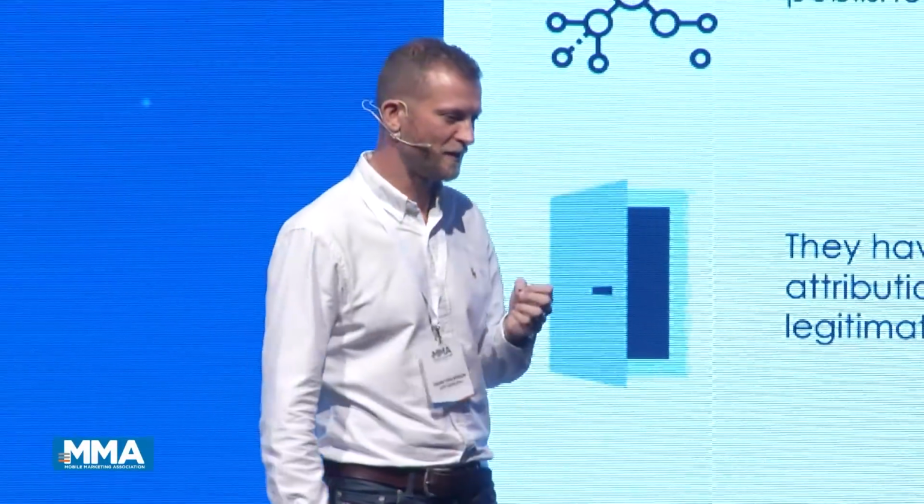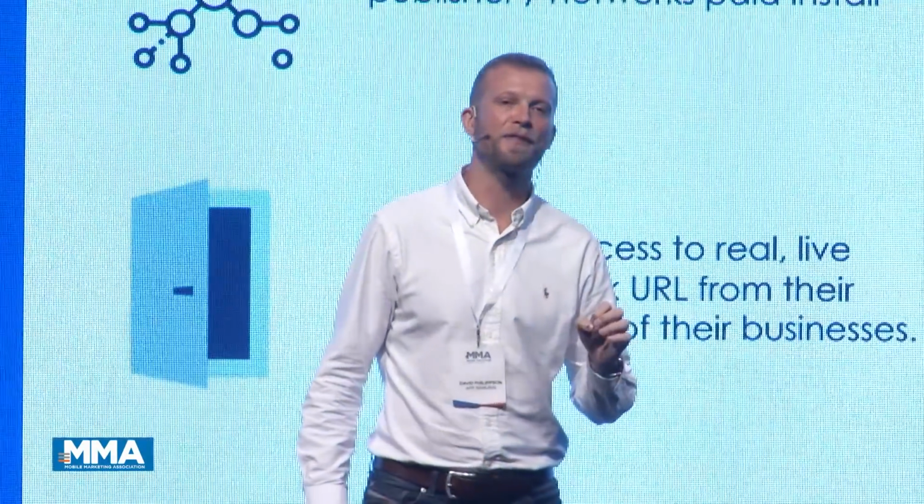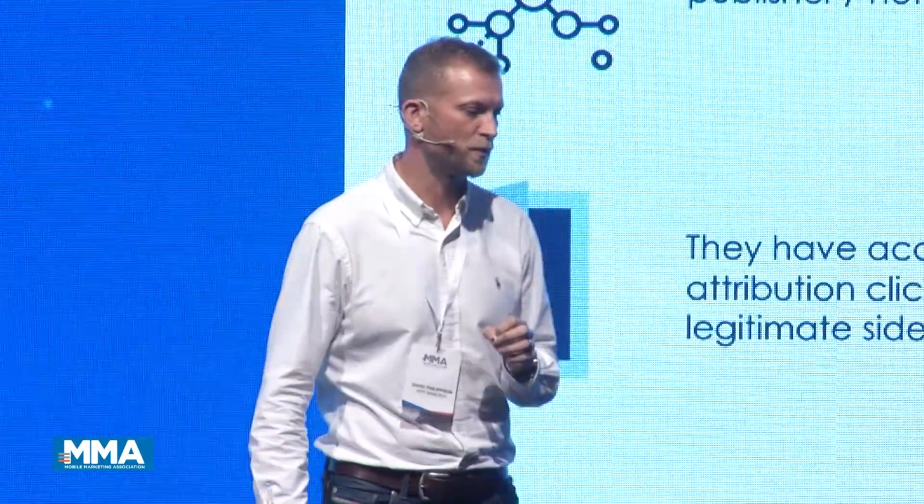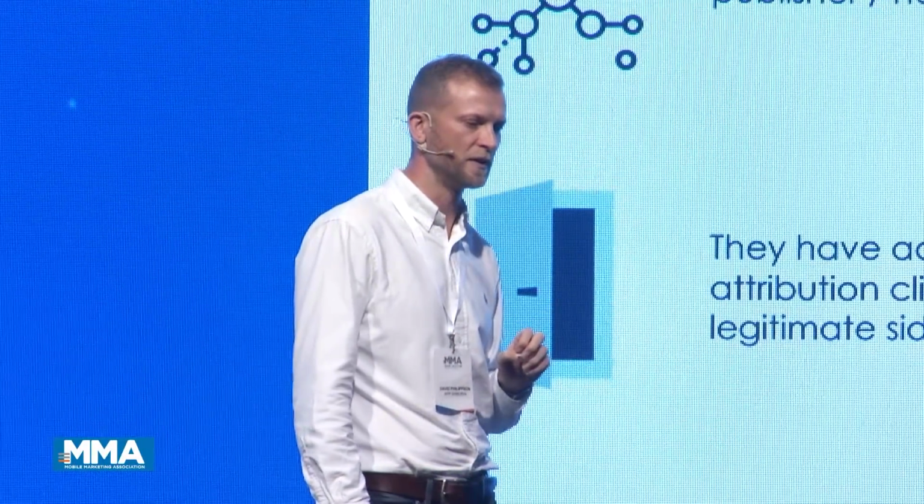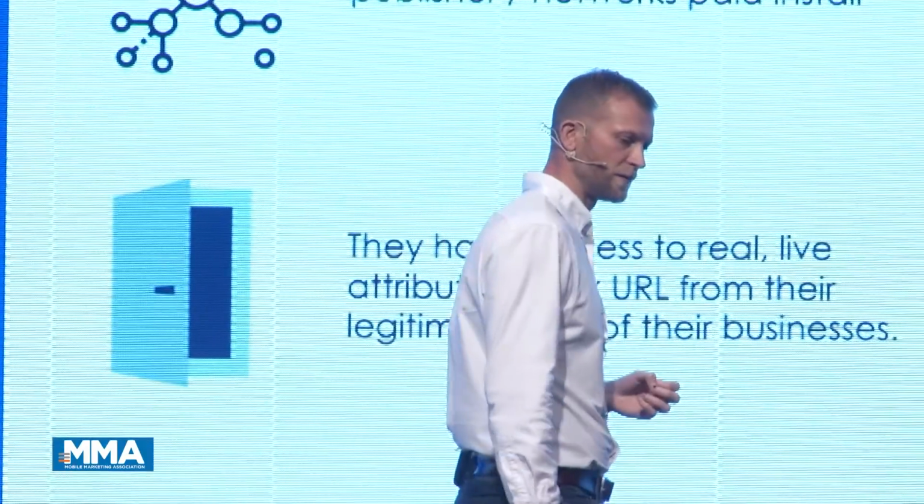So first of all, click hijacking. The aim of click hijacking is to steal another publisher's legitimate install. So another publisher's running an ad, and the bad guys want to steal it. It requires malware to be installed on millions of devices. They need access to the MMP, the mobile measurement partner, the attribution click URLs.